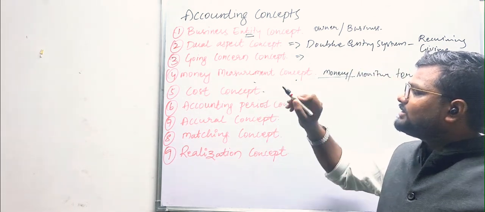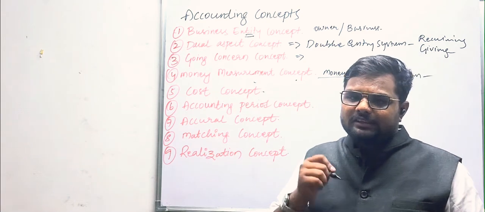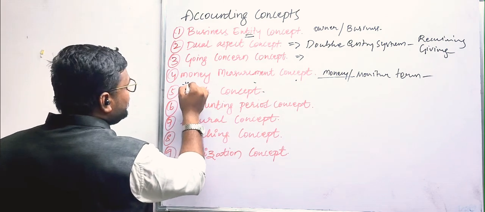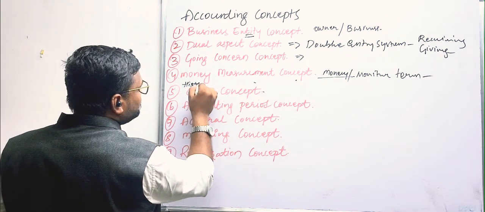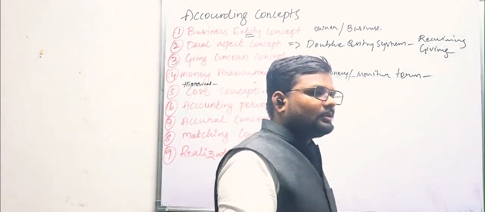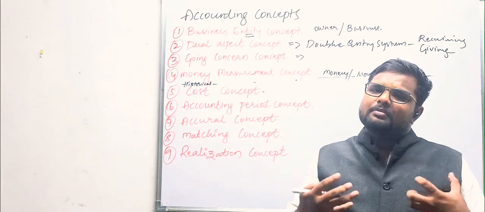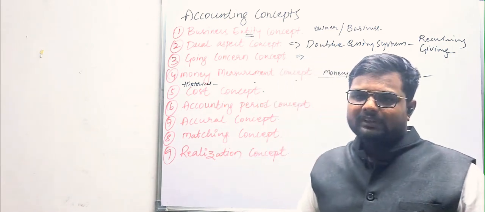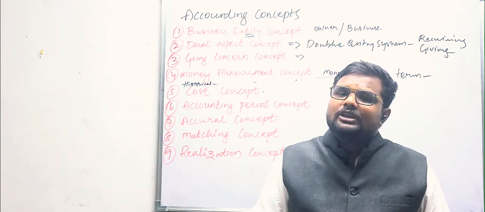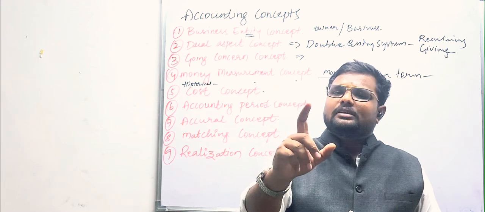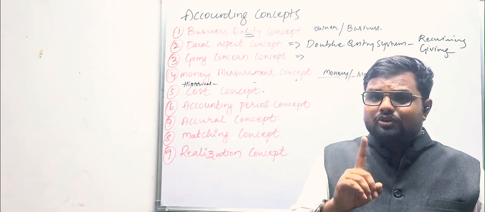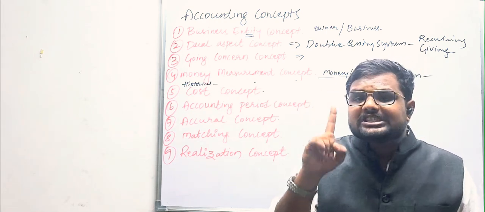Next one is the cost concept. To remember this, I always add a word called historical. Historical cost concept, you can remember it very fast. Actually, the cost concept is telling that whenever you are recording any transaction or any asset, it should be recorded at its original cost.